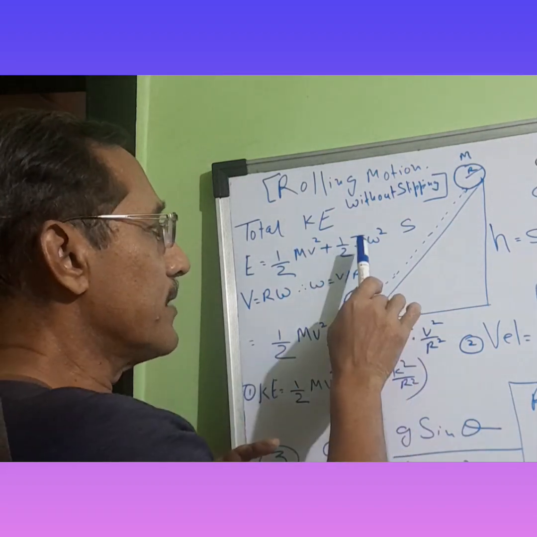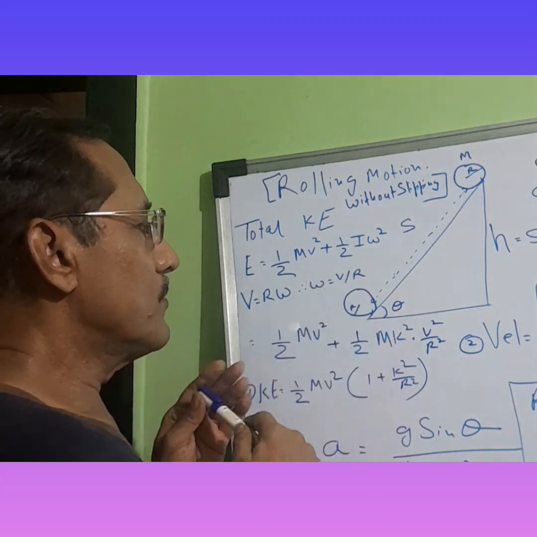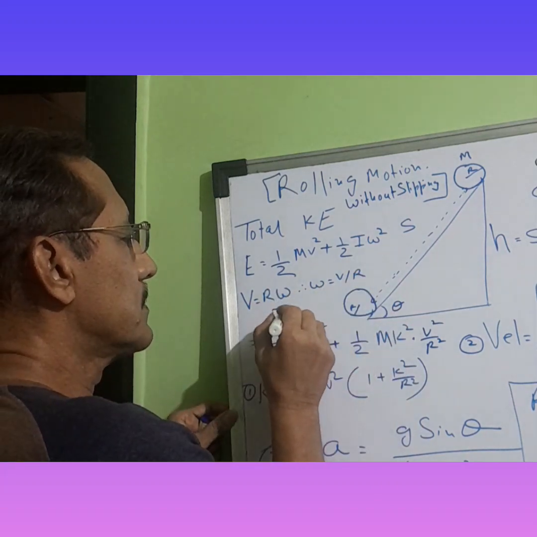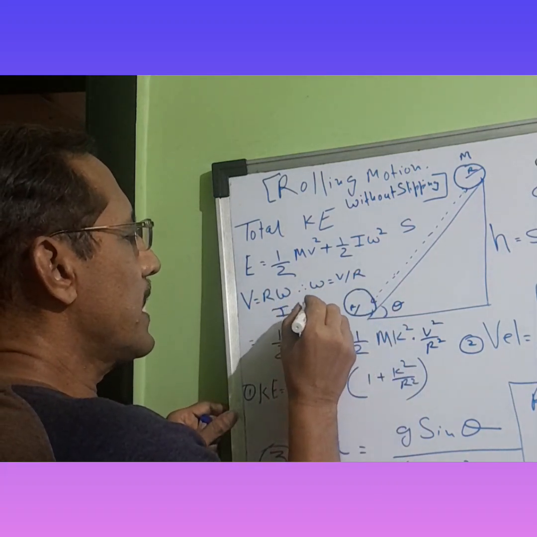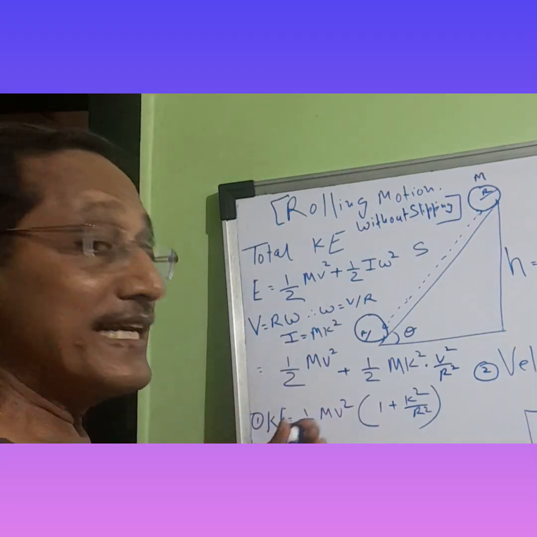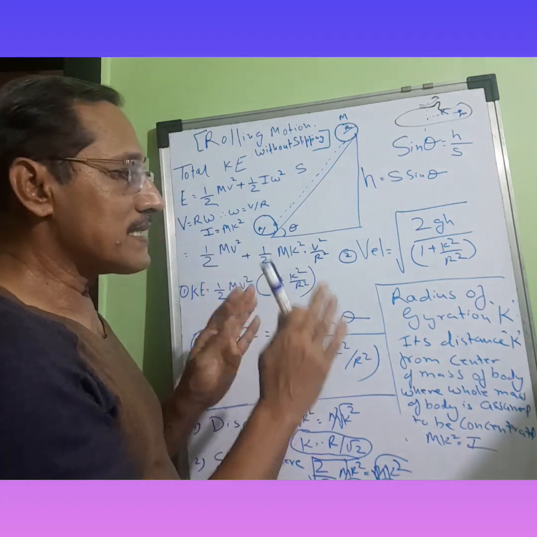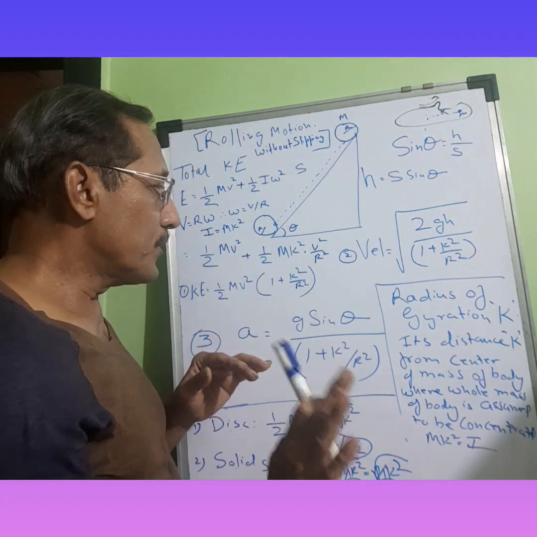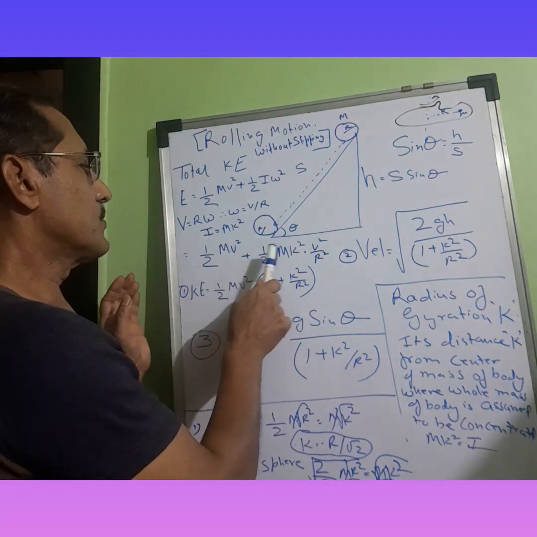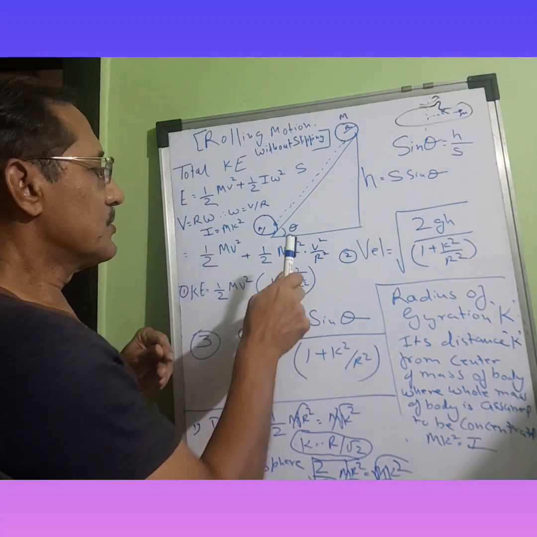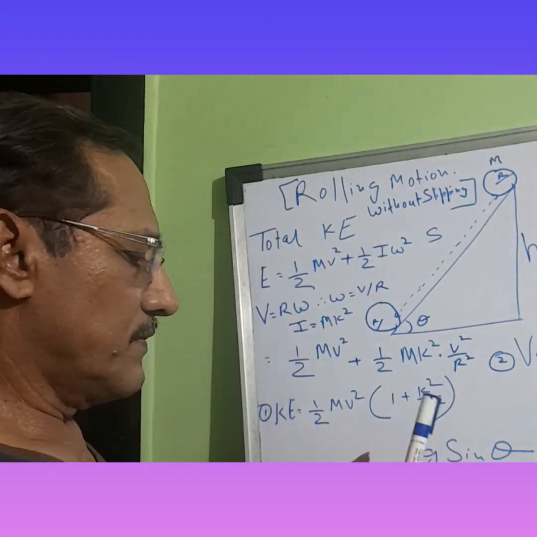And mind you, here also I need to explain: I is equal to mk square. We are talking in terms of radius of gyration. That's the reason why I taught you what is the radius of gyration. So we would be using radius of gyration here, and here I have got the radius.